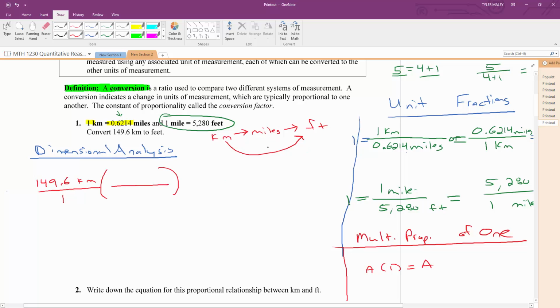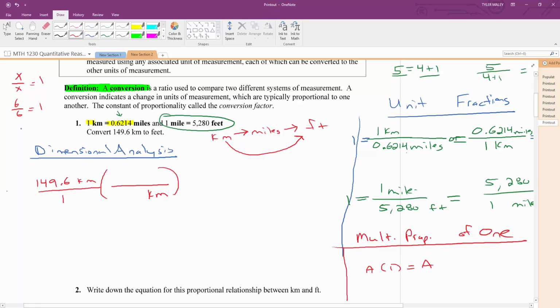Right? So then what I want to multiply next is one of these unit fractions over here, right? But I'm going to want kilometers on the bottom, because one thing that you should have learned is that units work a lot like when we multiply or divide numbers. For example, if I take x divided by x, I get just 1, right? If I take 6 divided by 6, I get just 1.